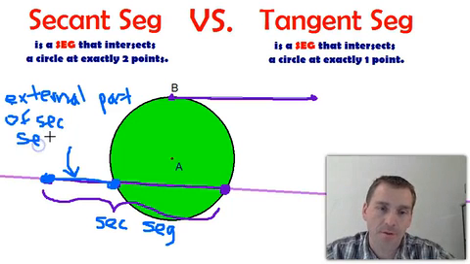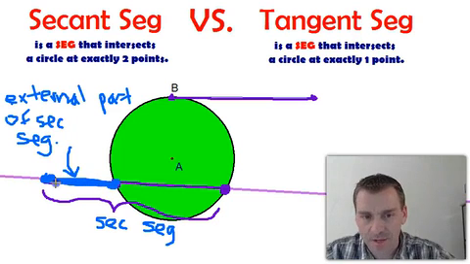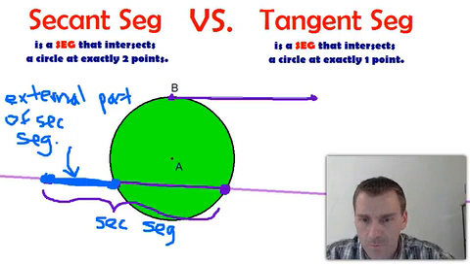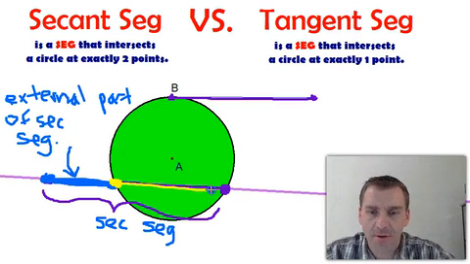Bam. Sorry, that's a little bit ugly, but you get the idea. So that piece right there, from the outer point to the first intersection point, that's called the external part. Now, what would this piece be called? The other part, from this point of intersection to that guy right there. Now, you know that one. What's that one called? You got it.